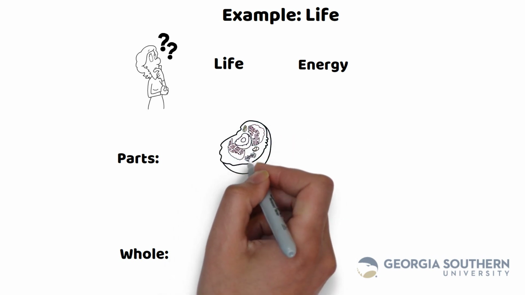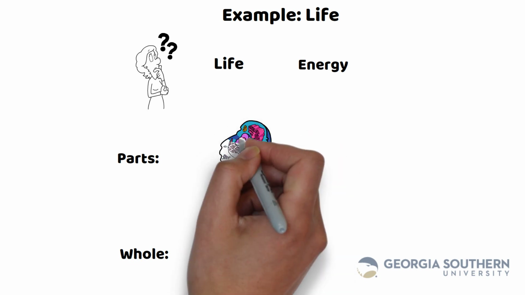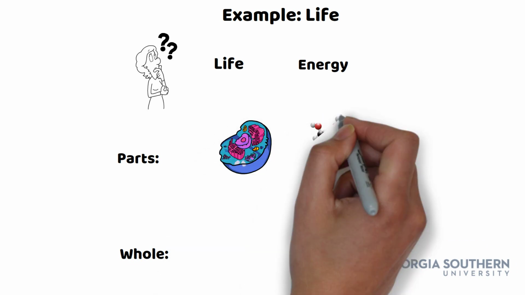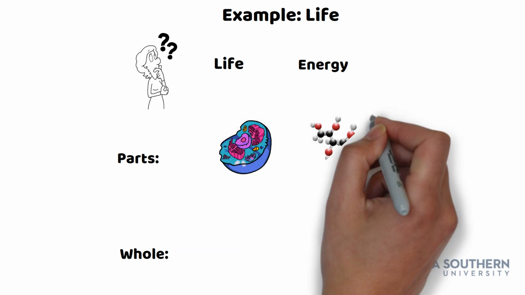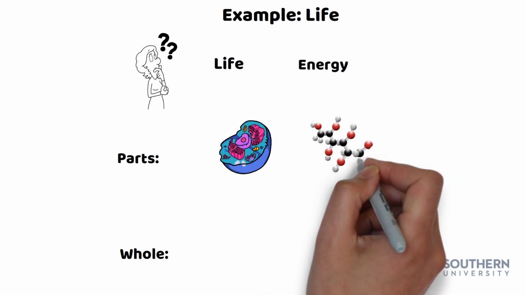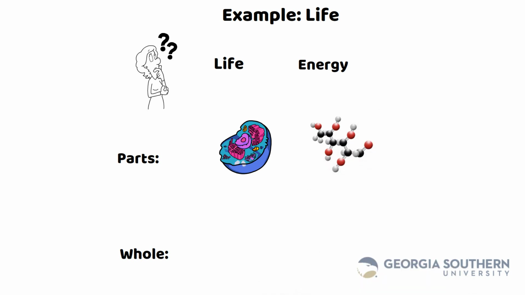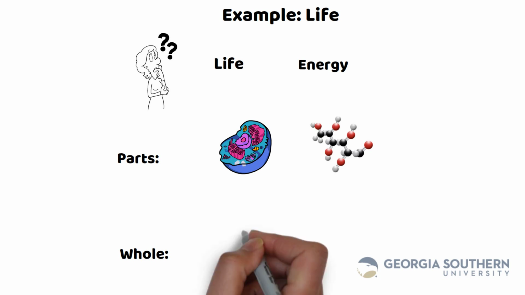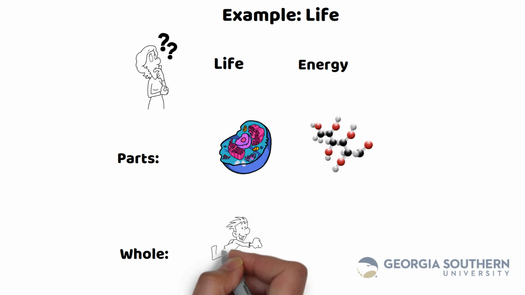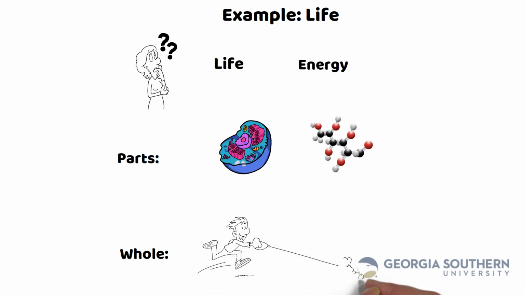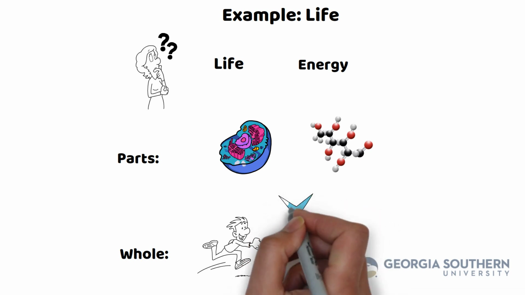These parts carry out specific functions. For example, the nucleus stores DNA, mitochondria produce energy through cellular respiration, ribosomes are the sites of protein synthesis. Now we study the whole. When all parts of a cell function appropriately, the cell can grow, function, and reproduce, giving it life. Life does not exist in the individual parts, but rather as an emergent property of the cell as a whole.